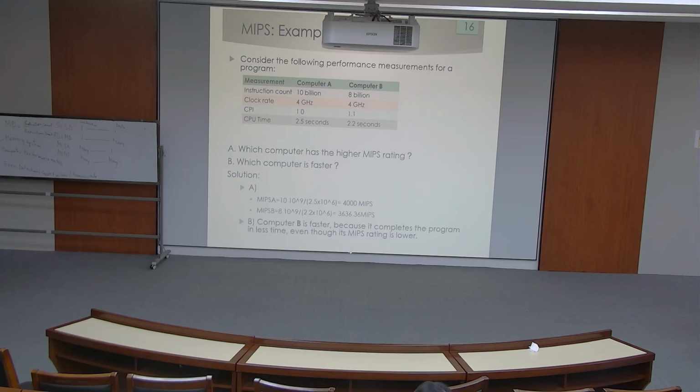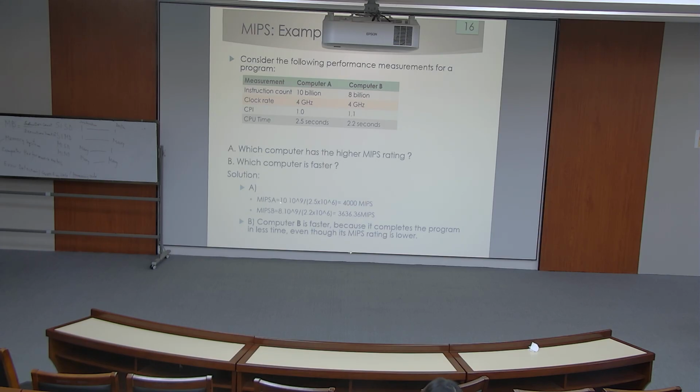We have a simple example here. We have a measurement for computer A and a measurement for computer B. We want to calculate which computer has the higher million instruction rate. For computer A the instruction counter is 10 million. For computer B the instruction counter is 8 million, and we have the CPU time for computer A, that is 2.5 seconds, and the CPU time for computer B, that is 2.2 seconds.